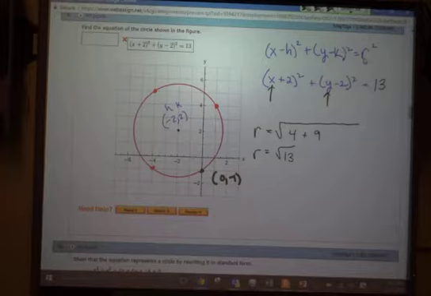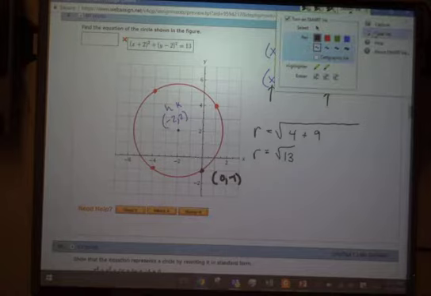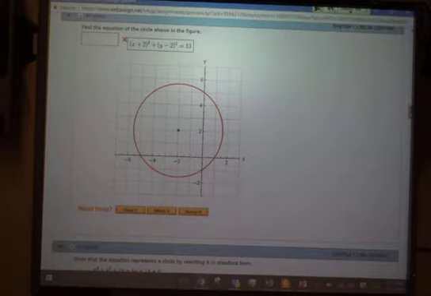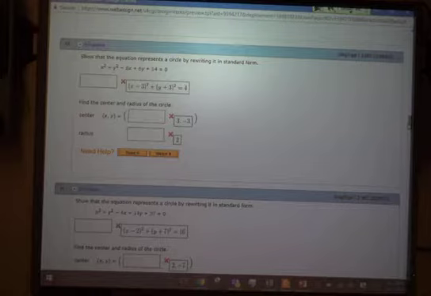So that was 9. Go to 10, somebody wanted to see 10. Number 10 says show that the equation represents a circle by rewriting it in standard form.